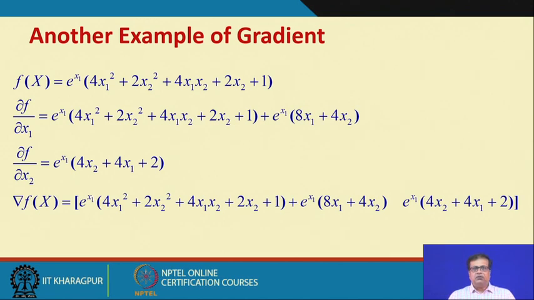But with respect to x 2 it will be easier, because e to the power x 1 will not be coming into the picture here. There is no need to do that differentiation. If you simply multiply, the first term is not a function of x 2, the second term is. So, it comes to 4 x 2, then the third term gives 4 x 1, and the next term gives 2. So, e to the power x 1 times 4 x 2 plus 4 x 1 plus 2. So, that will be our del f del x 2, and then we combine all these terms.